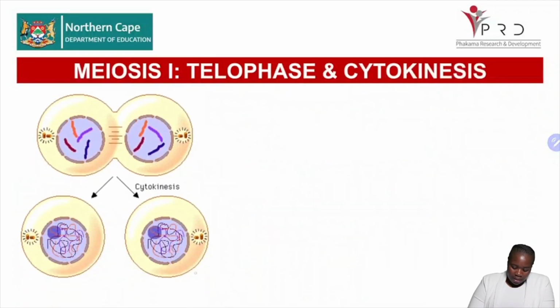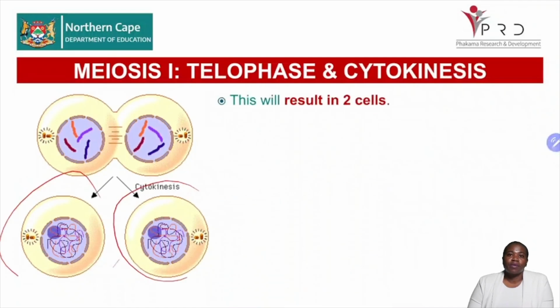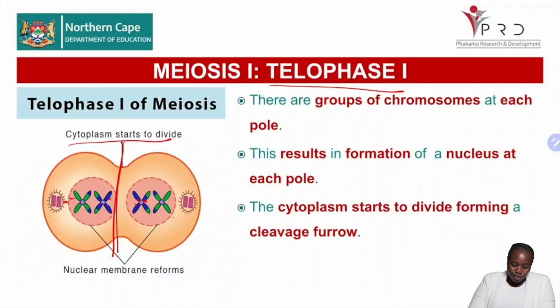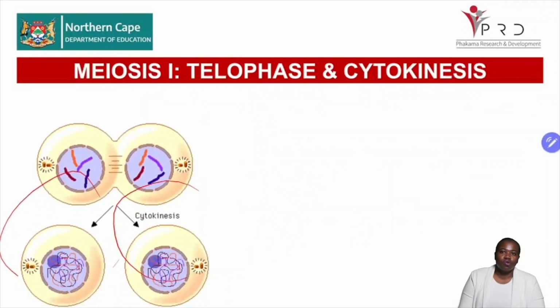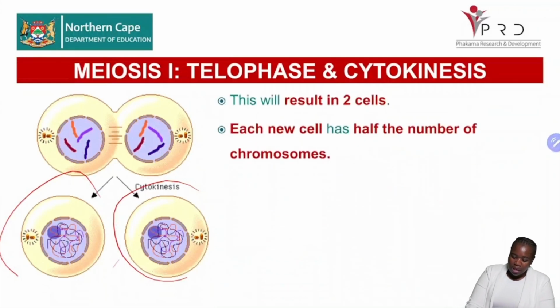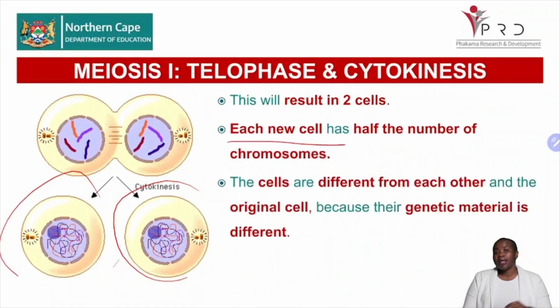And then we can see here, we have our two full cells that have half the chromosome number as initially. So if we look at this diagram here, we will see that the cell started off with 1, 2, 3, 4 chromosomes, but now each cell only has 2 chromosomes. So the halving of chromosomes happens during meiosis I, right? Each cell now has half the chromosome number of the original cell. The original cell had diploid chromosomes. Now the cells have haploid chromosomes.